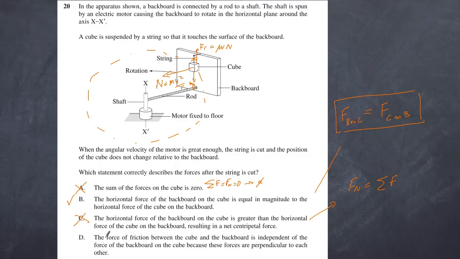Finally, response D: the force of friction between the cube and the backboard is independent of the force of the backboard on the cube because these forces are perpendicular to each other. Well, that's not true, because the force of friction we've established here is dependent on the normal, and the normal is the centripetal force. See why it's important to annotate this. This makes it really clear that the force of the backboard on the cube, that's the normal, right, contributes to the value for the friction force. So therefore D is incorrect.